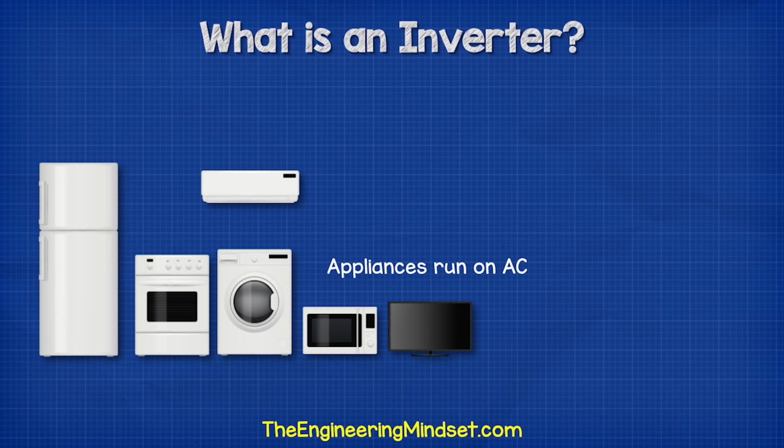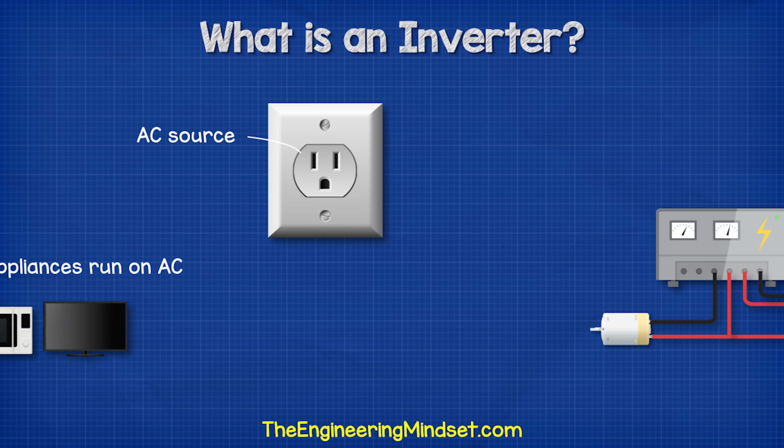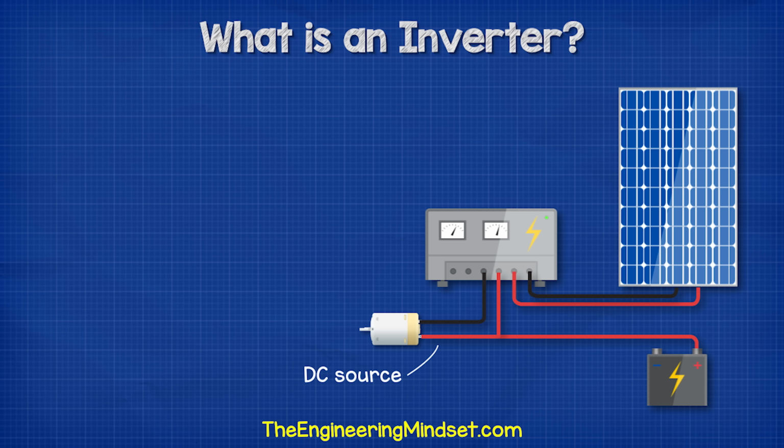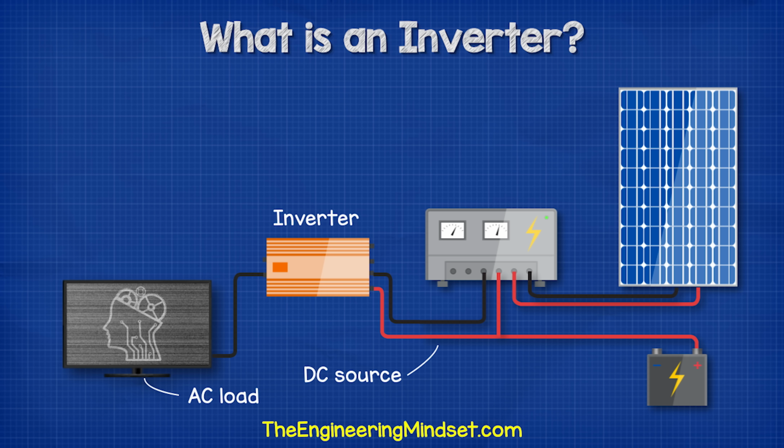The appliances in our homes are designed to run off of an AC supply, and they get that from the electrical outlets which all provide AC electricity. However, things such as solar panels and batteries produce DC electricity. So, if we want to power our electrical devices from renewable sources, battery banks, or even our car, then we need to convert DC electricity into AC electricity, and we do that with an inverter.